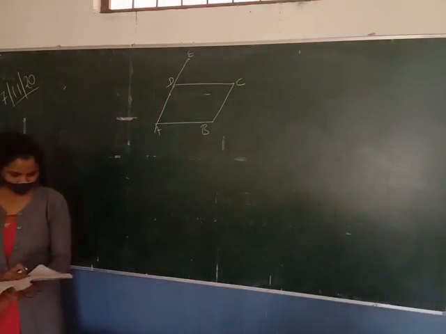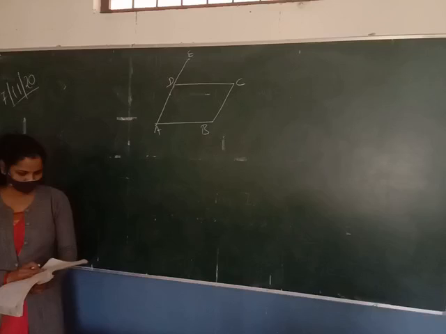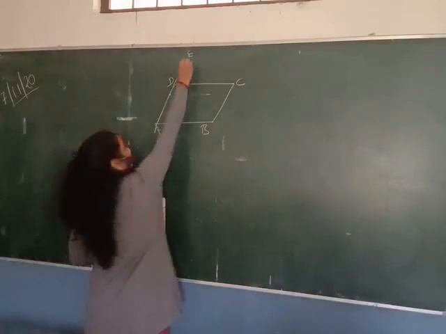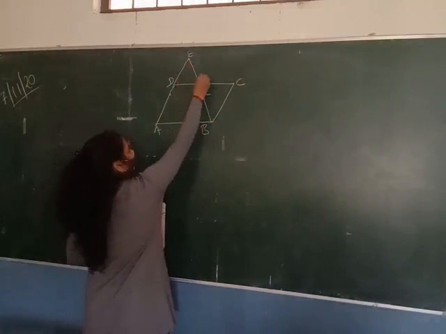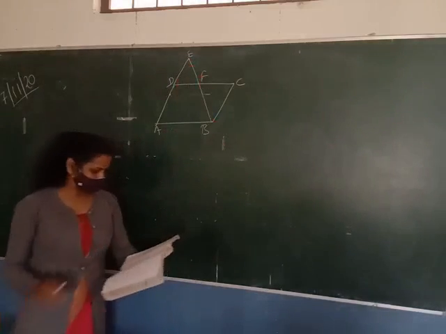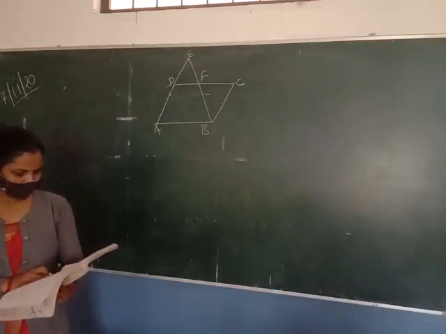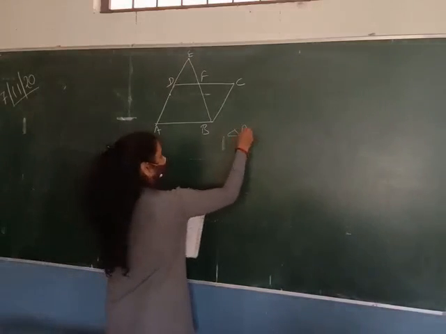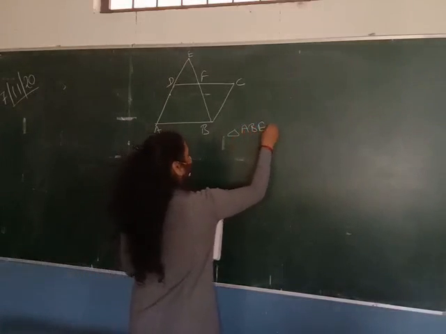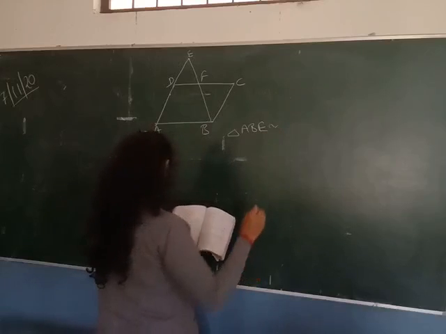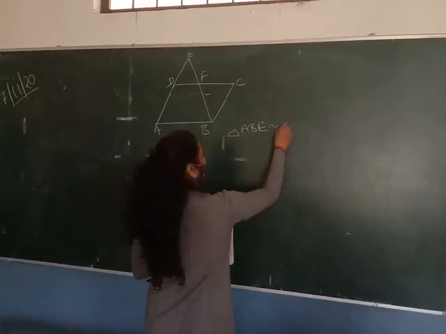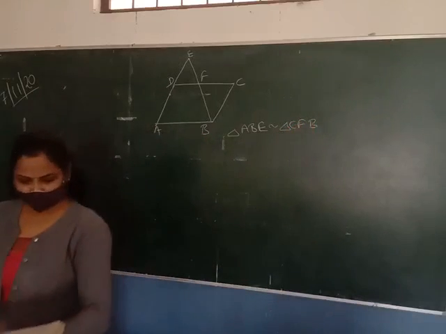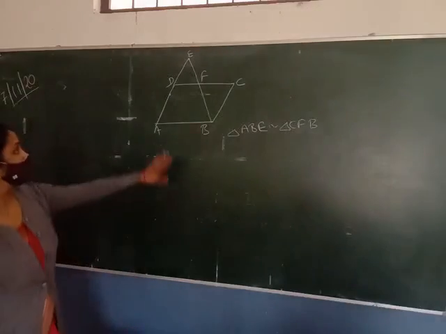Now BE intersects CD at F. Join BE, which intersects CD at F. Show that triangle ABE is similar to triangle CFB. So in question number 8, this is a parallelogram.